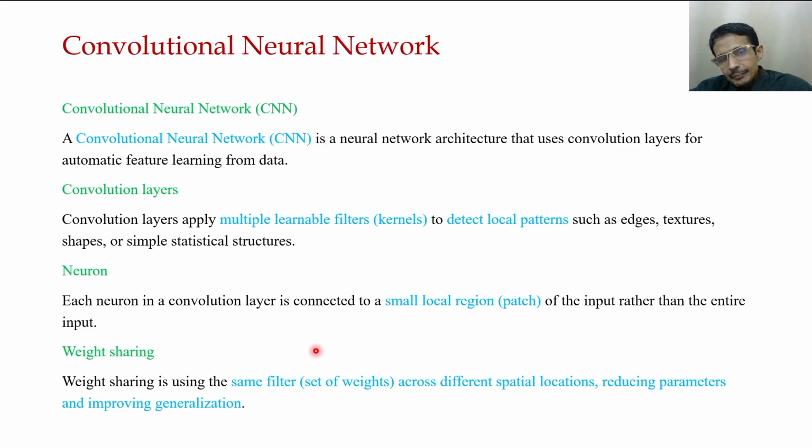So basically in this slide, what we are trying to understand is what we mean by CNN. Very simplistically, the CNN is a deep learning network which uses convolutional layers, and there are some characteristics of what convolution layers do: a neuron is used for a small local region, and weight sharing is done.